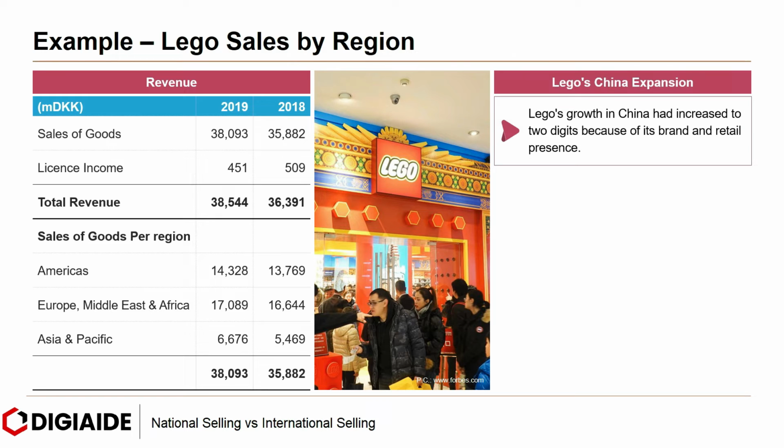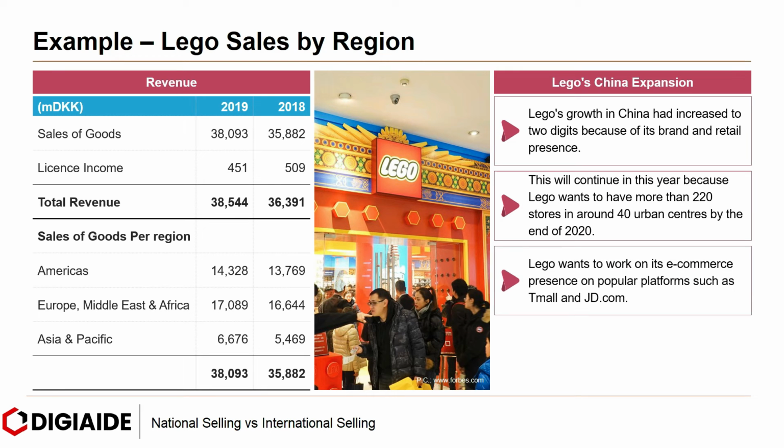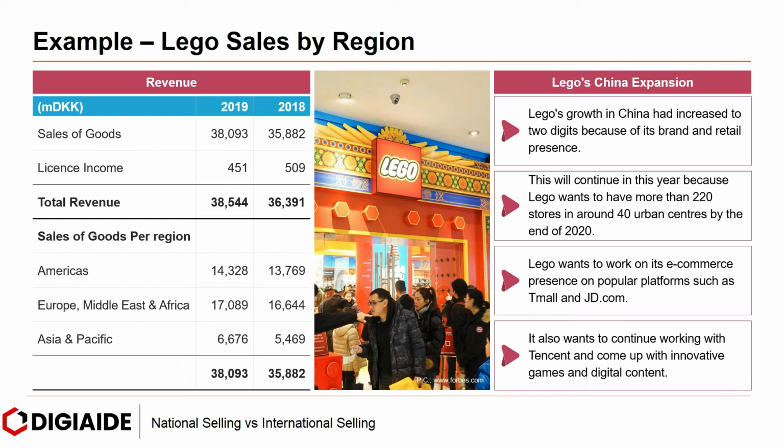Moving on to Lego's China expansion. Lego's growth in China has increased to 2 digits because of its brand and retail presence. This will continue in this year because Lego wants to have more than 220 stores in around 40 urban centers by the end of 2020. Lego wants to work on its e-commerce presence on popular platforms such as Tmall and JD.com. It also wants to continue working with Tencent and come up with innovative games and digital content.